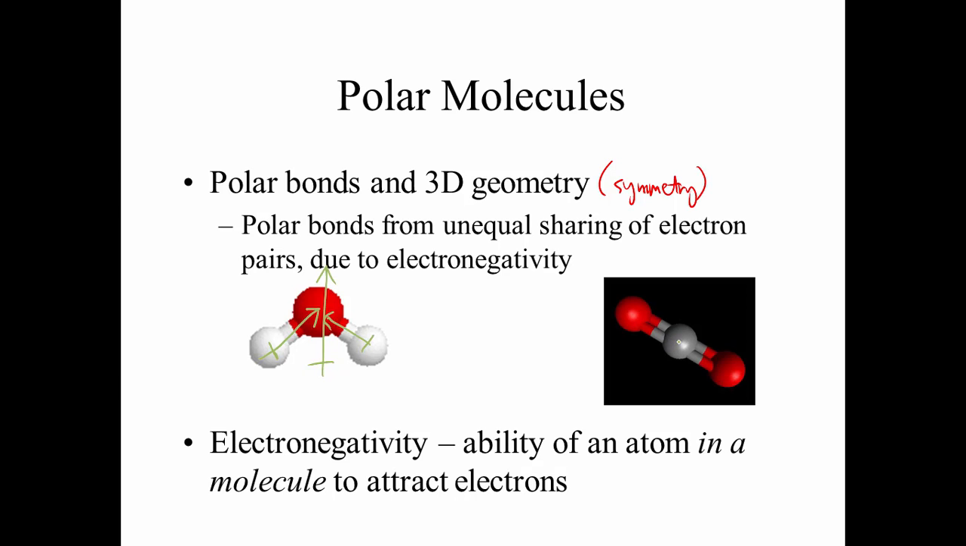Carbon dioxide, carbon is less electronegative than oxygen. But in this linear molecule, again we can find the 3D geometry by VSEPR, this vector cancels out this vector, and so carbon dioxide is non-polar. And in class and for your homework, we'll look at more complicated geometries, and we'll learn the symmetry rules that can help us determine this for any molecule.